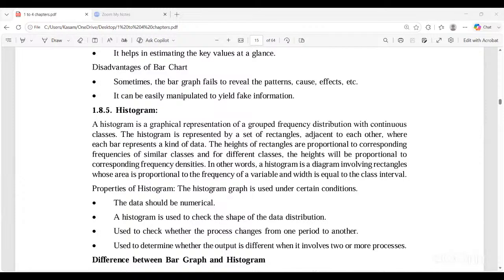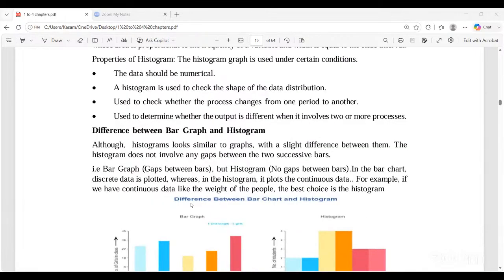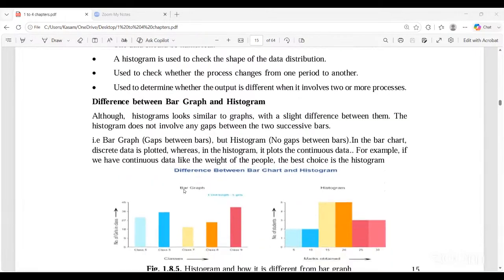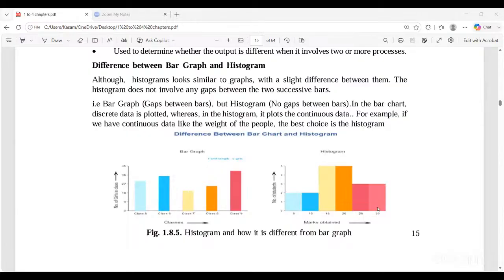Histogram is used to check the shape of the data distribution. Used to check whether the process changes from one period to another. Used to determine whether the output differs when two or more processes are used. So see here, histogram. చూస్తారండి histogram? Between bar chart, ఇది బార్ గ్రాఫ్, ఇది histogram. ఏం తేడా ఉందో చెప్తారా నాకు? In histogram, there is no gaps.